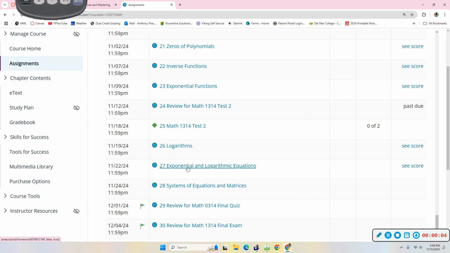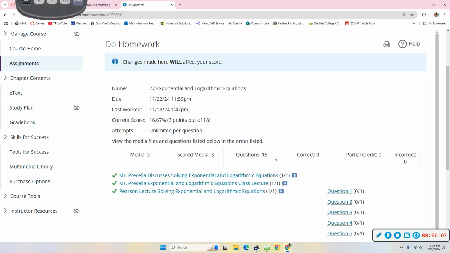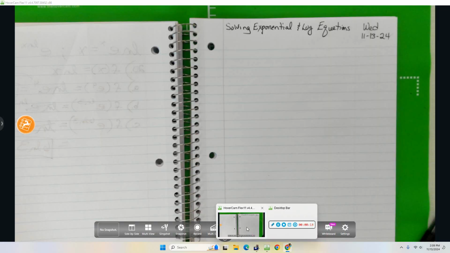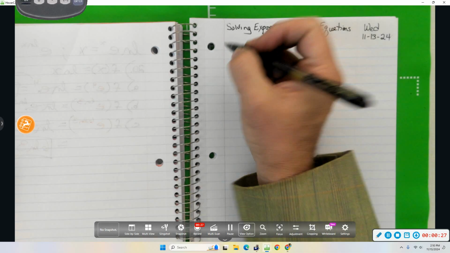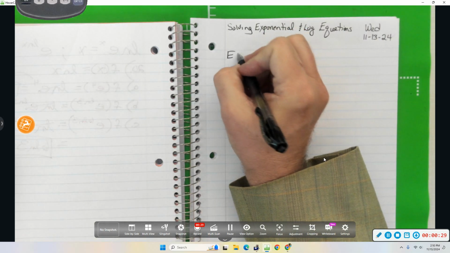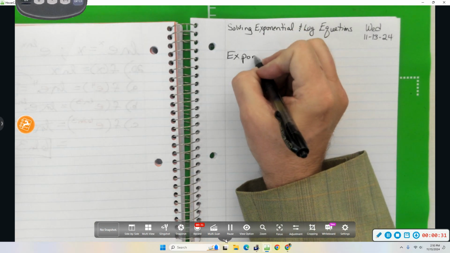Good morning, class. Today we're going to look at exponential and logarithmic equations. Now, we've already solved some exponential equations, and we solved some logarithmic equations in the previous assignment as well. These will be a little more advanced, though. So let's start off with exponential equations.